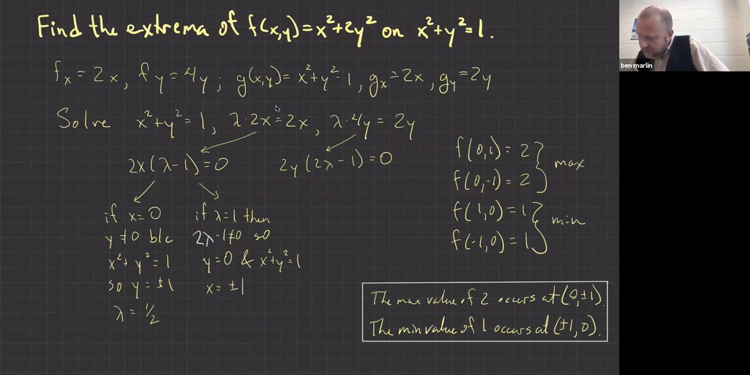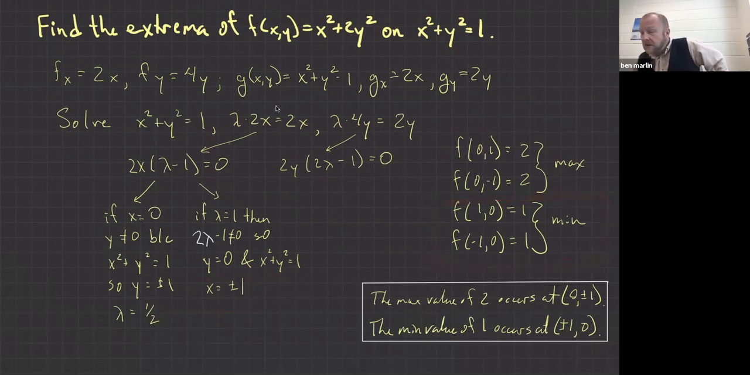2 lambda minus 1 can't be 0. So therefore y is equal to 0, and x squared plus y squared has got to be equal to 1. And so if you've got y equal to 0 and x squared plus y squared is equal to 1, then x had to be plus or minus 1. And that is when you get these possibilities over here.